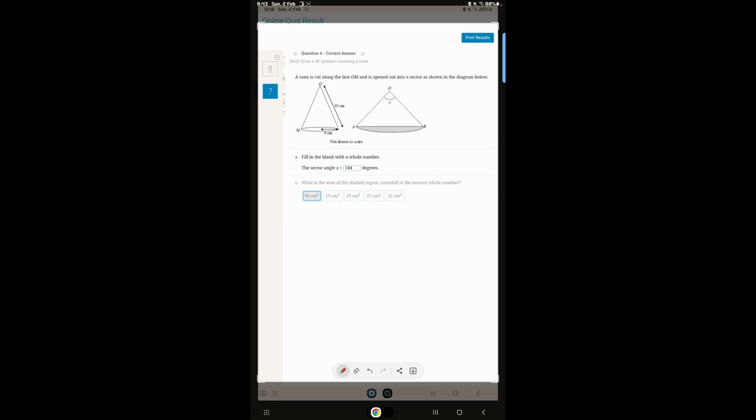Question number 4. A cone is cut along the line OM and is opened out into the sector. So they cut it here and they opened it to get this figure here. What you want to look at first is this. This is a full circle, okay? Its circumference is equal to 2 pi r. When you open it, the circumference stays the same, because the circumference is like the perimeter. So when you cut it open, the side length doesn't change.